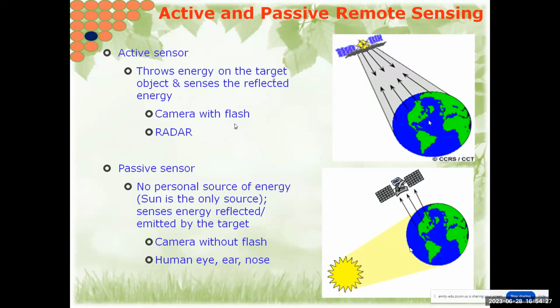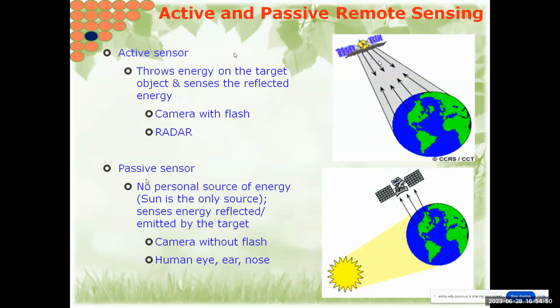In ancient times we did not have any technology, we had some cameras with a flash. At that time we generated energy, we generated EMR towards the object, and after it was incident on the object and reflected back towards us, then we captured the photograph. Radar is the same thing.